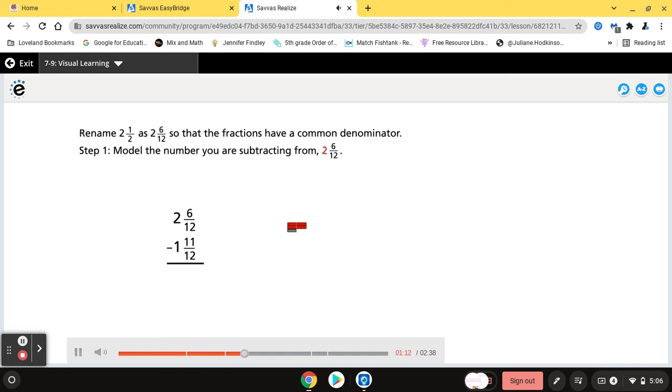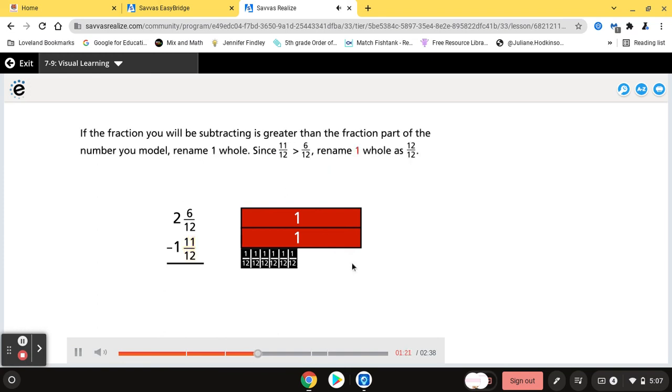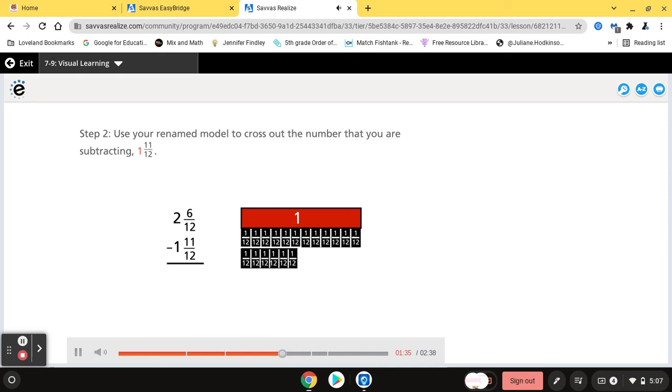Rename 2 1/2 as 2 6/12 so that the fractions have a common denominator. Step 1. Model the number you are subtracting from, 2 and 6/12. If the fraction you will be subtracting is greater than the fraction part of the number you model, rename one whole. Since 11/12 is greater than 6/12, rename one whole as 12/12. Step 2. Use your renamed model to cross out the number that you are subtracting, 1 and 11/12. There are 7/12 left, so 2 and 1/2 minus 1 and 11/12 equals 7/12.